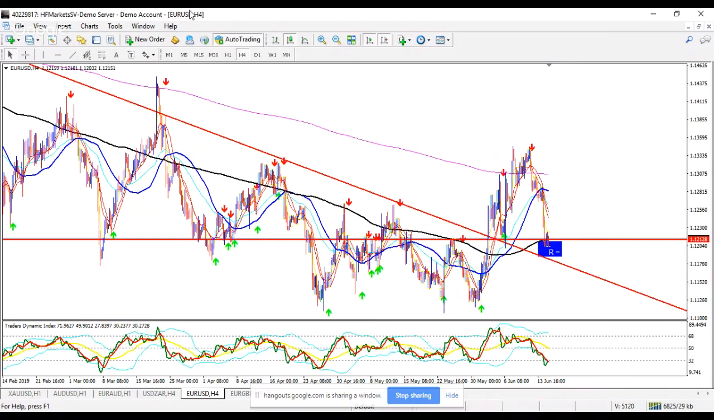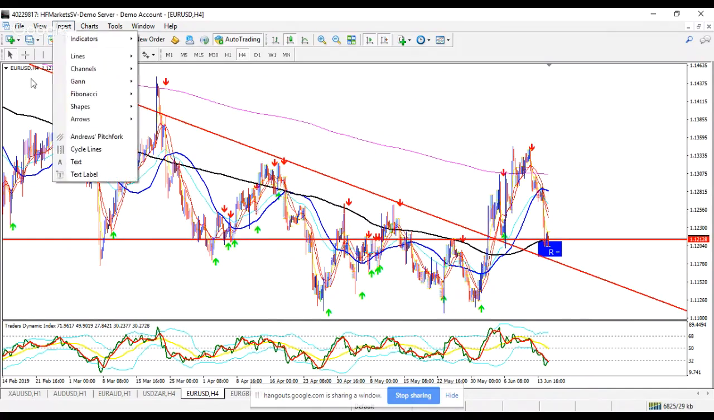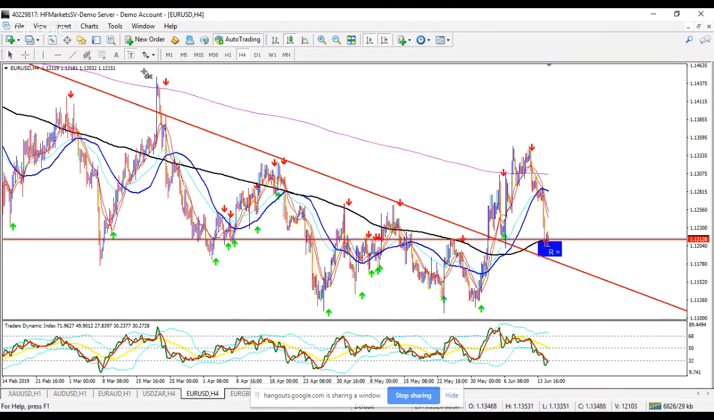Let me type it here. All right, the demand zone. Now let me look for my text. All right, the demand zone.